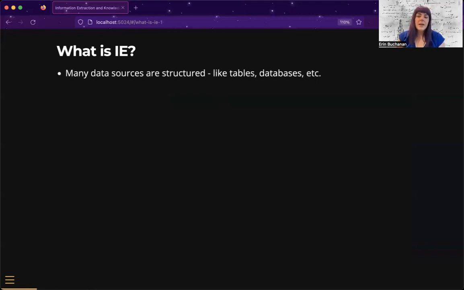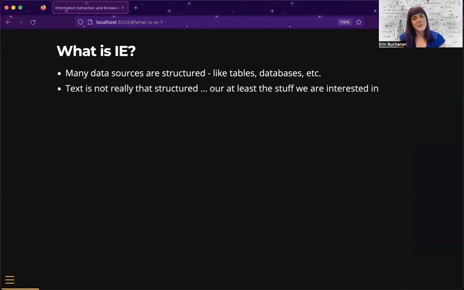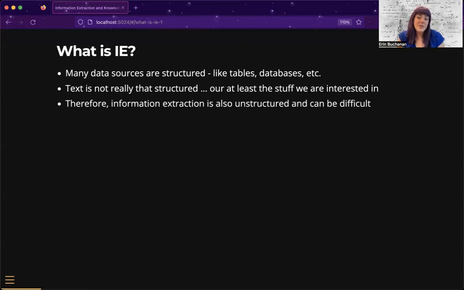A lot of data sources are structured. If you're familiar with SQL, those databases are very structured. JSON, structured format. Table, structured format. Language, not so structured. If you were following along with our processing raw text section, you can easily see that language is not structured. The stuff that we're usually interested in is not as structured. If it's all in a SQL database, you have the luckiest job. So information extraction is also an unstructured task, and it can be fairly difficult.